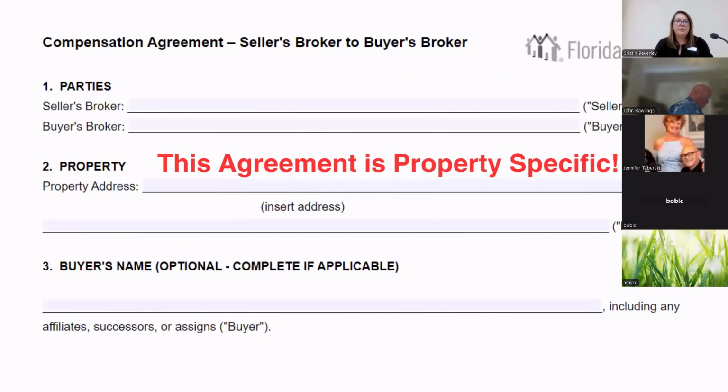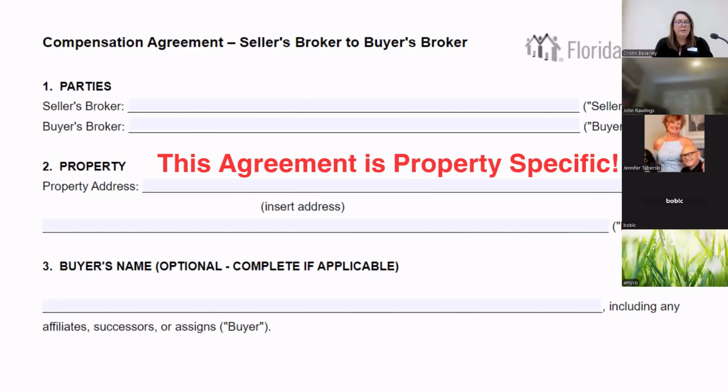A lot of questions on this one too, like, well, why can't we just use this and have it, my broker agrees with your broker? It does not work that way. This has to be property specific. This is not a unilateral or a blanket agreement between brokerages. So this one is a compensation agreement, seller broker to buyer broker.